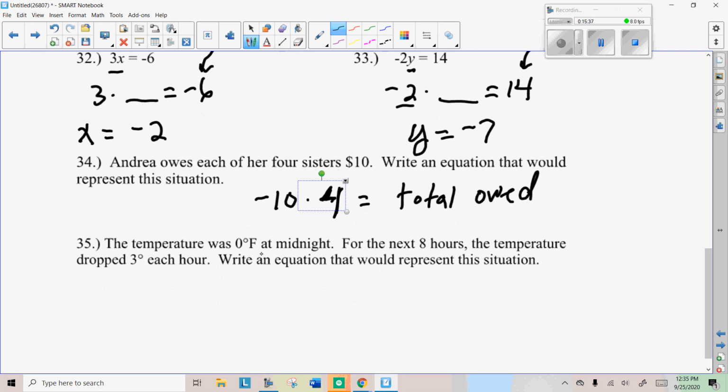Okay. The temperature was 0 degrees at midnight. For the next 8 hours, the temperature dropped 3 degrees each hour. So a drop of 3 degrees, that's a negative. And we're doing that for 8 hours, so let's multiply that by 8. A negative times a positive is a negative. And that will give us the new temp.